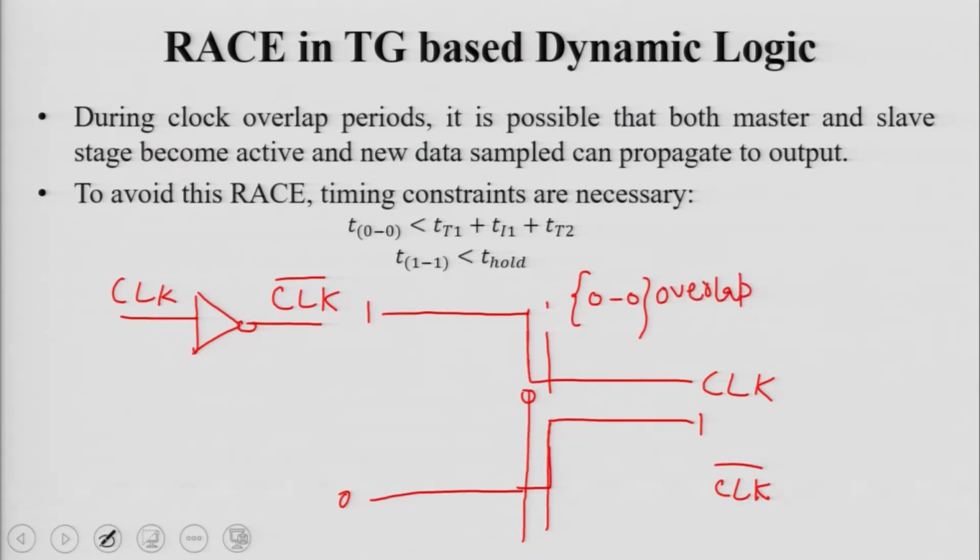The opposite is also true. If the clock goes from 0 to 1, clock bar does not go to 0 immediately. There will be a small period of time when clock and clock bar both will be equal to 1, which is known as 1-1 overlap.